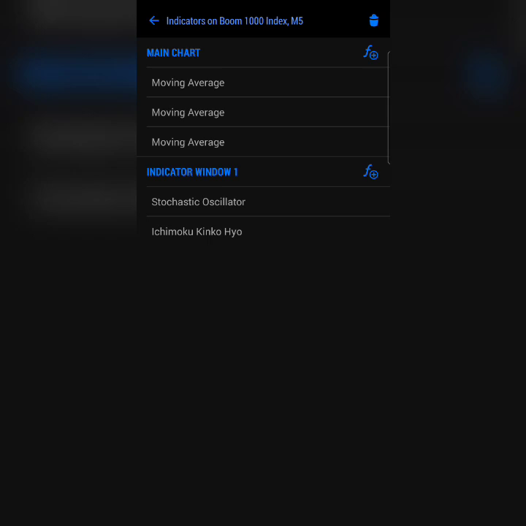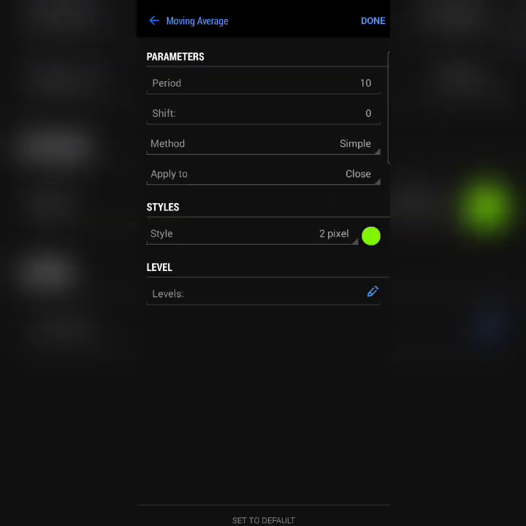Alright, so this is what we have here. Like I said, the 3 moving averages, our stochastic indicator, and Ichimoku. So let me start with the first moving average. Okay, hold up. So this is the first moving average, period 10. Yeah, simple, close, and the colors. Now this setting is done on the MetaTrader 5, obviously.